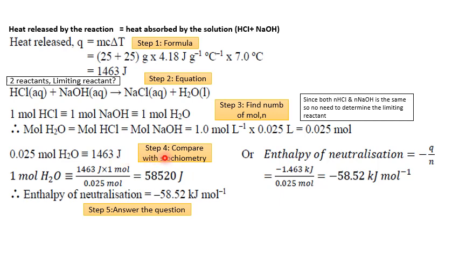Now the question asks about enthalpy of neutralization, so it's referred to 1 mole. We need to compare using the stoichiometry method. So this is the calculation. We get 58520 joule. For the last step, we need to answer the question and make a conclusion. The enthalpy of neutralization is equal to negative 58.52 kilojoule per mole. The negative sign is necessary because heat is released.